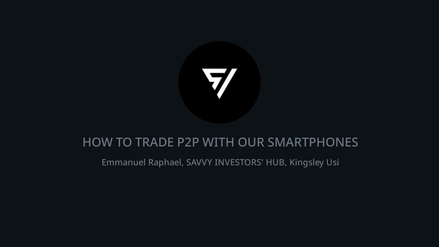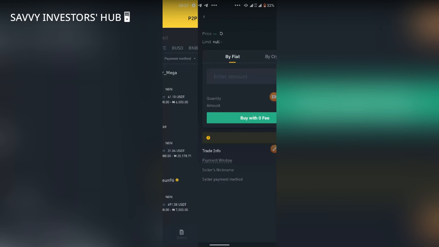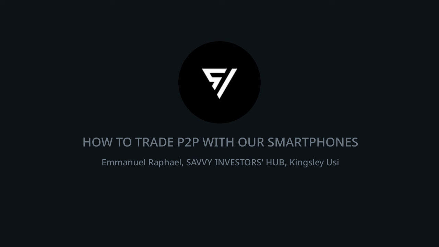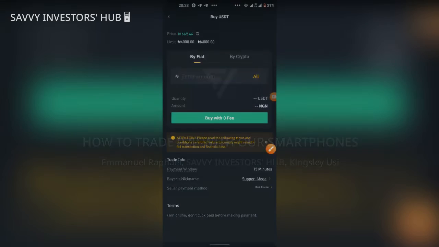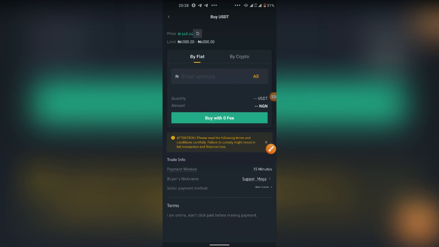Another thing you should do is check the person's terms and conditions. Once I click on the person's advert, it takes me down to it and I read everything. See, the terms say: I'm online, don't click paid before making payment. He's saying this because some people are used to clicking paid before making payment. You should know that most of these people have a 15 minute window for you to pay. So if in 15 minutes you have not made payment, the transaction will cancel itself automatically.